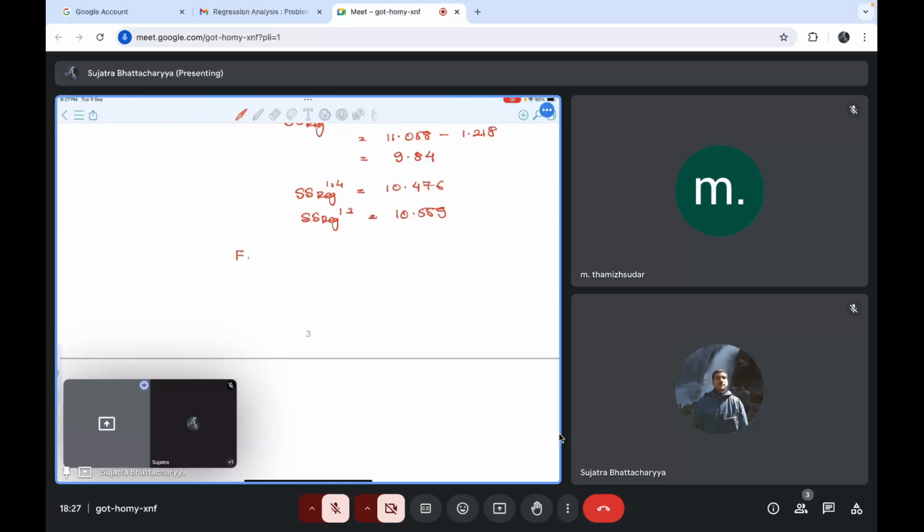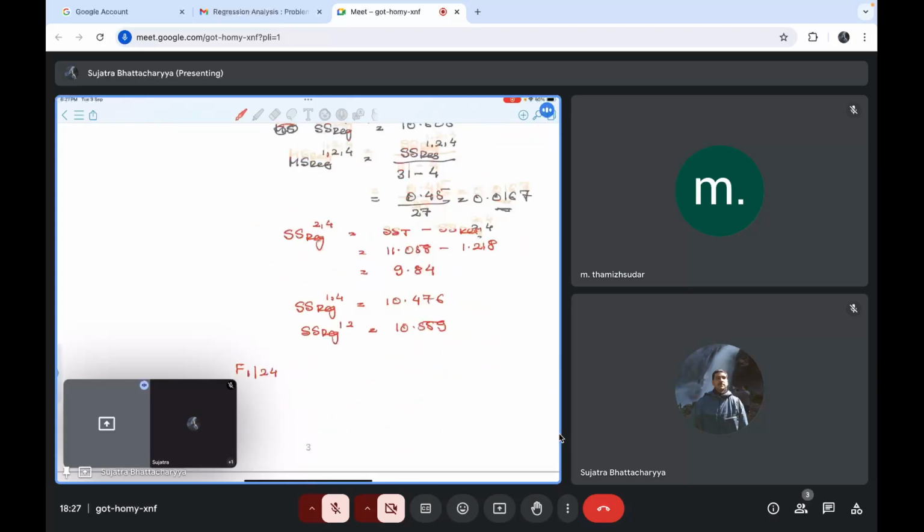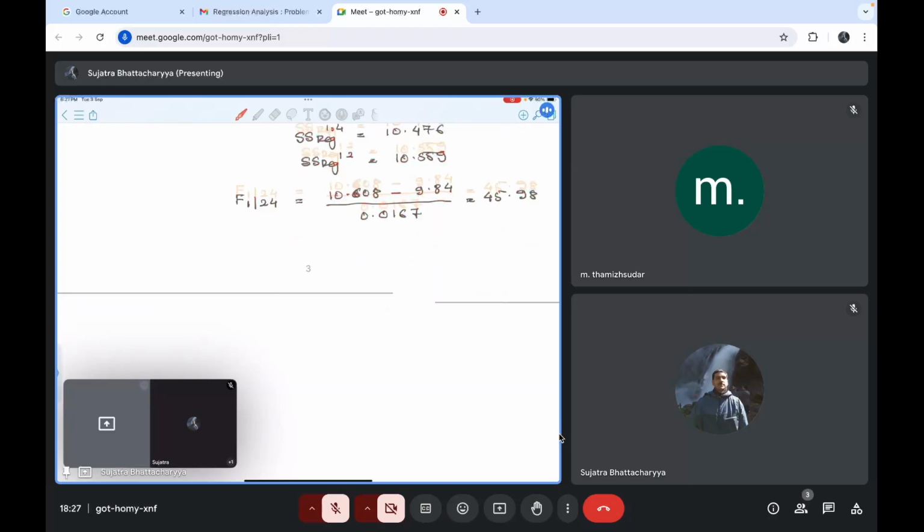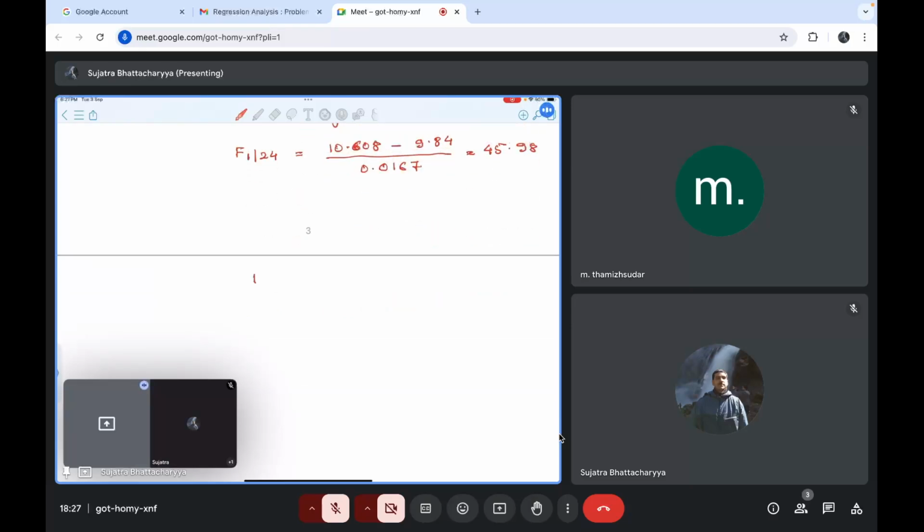So F of 1 in the presence of 2 4, for which I have already written the definition, is the SS regression of 1 2 4, that is 10.608, minus SS regression of 2 4, which we have calculated as 9.84, divided by the MS residual, which is 0.0167. This gives you 45.9. Done. F of 1 in the presence of 2 4 is done.